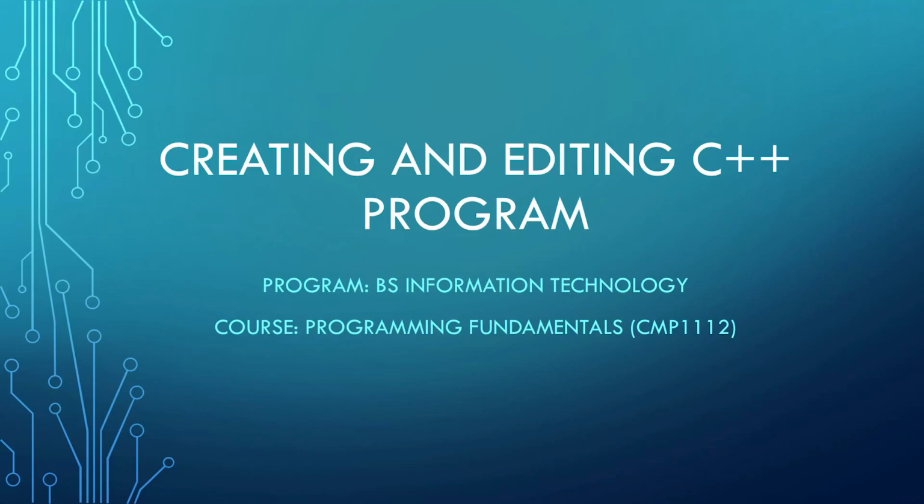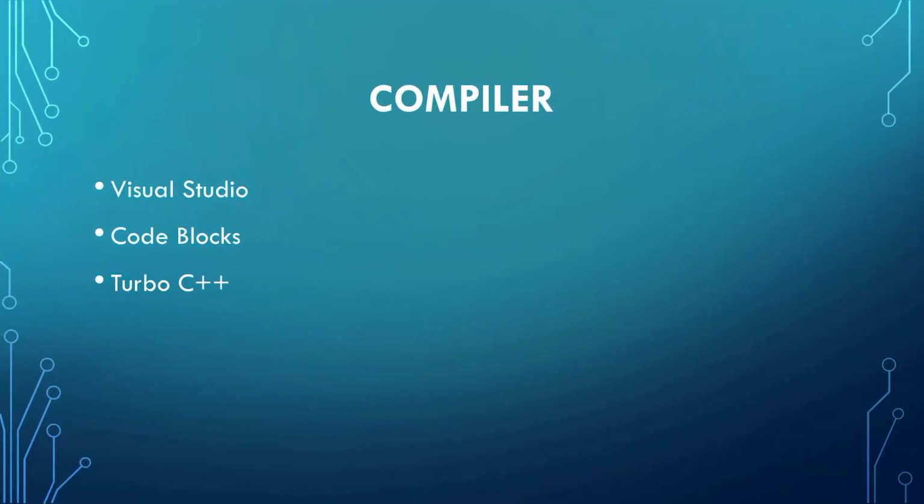Today we are going to study some simple steps which will be followed in order to create and edit a C++ program. First of all, in order to write a program using C++, we need a compiler. Now you understand that we are going to use a high-level language and computer is not able to understand high-level language, so we need a translator actually, which is going to convert our source code into object code so that computer is able to understand it.